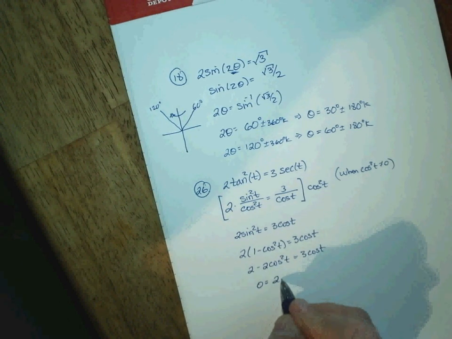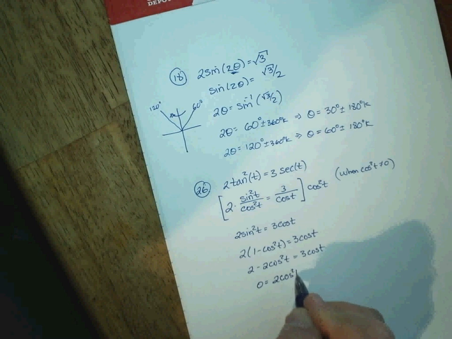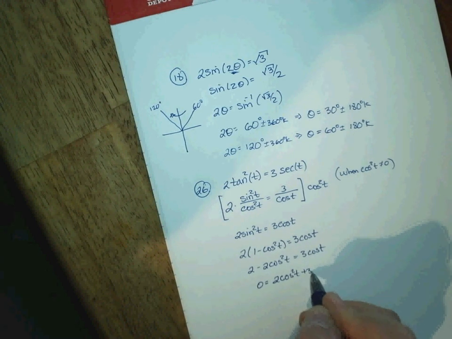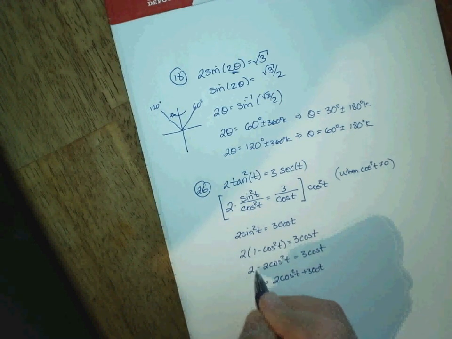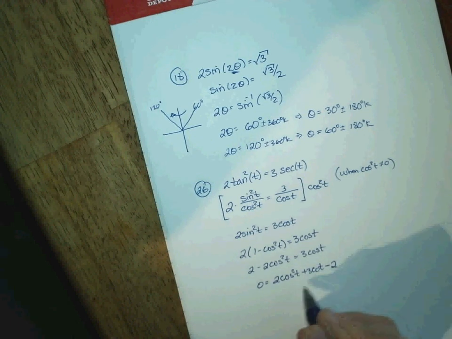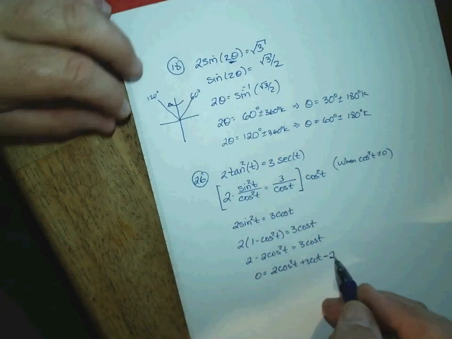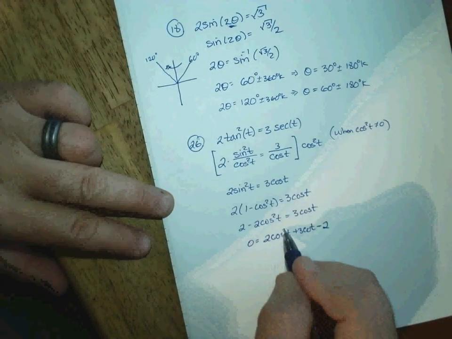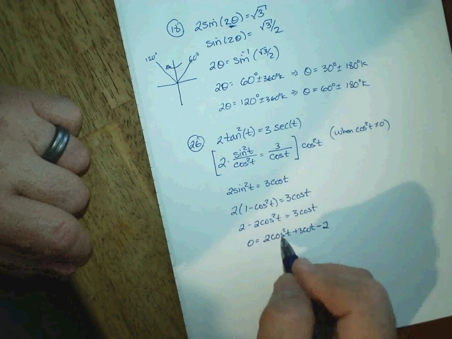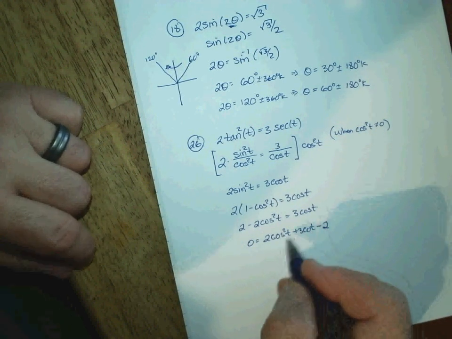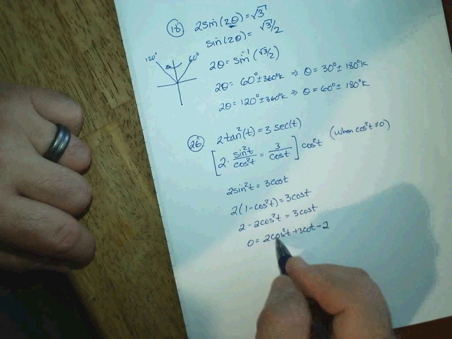And if I move everything to the right-hand side, adding 2 cos squared t to both sides, there's plus the 3 cos t, and then subtracting a 2 from both sides, I get this equation to solve for cosine of t. Now that looks like a quadratic equation in terms of cosine of t, doesn't it?